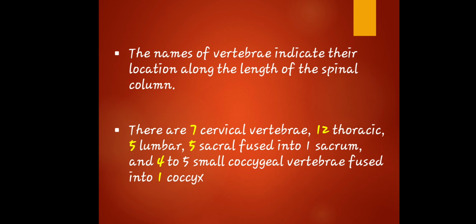The names of vertebrae indicate their location along the length of the spinal column. There are 7 cervical vertebrae, 12 thoracic, 5 lumbar, 5 sacral fused into 1 sacrum, and 4 to 5 small coccygeal vertebrae fused into 1 coccyx. Okay, so I'll discuss it furthermore in the next slide. So always remember how many types of each vertebrae: from cervical, thoracic, to lumbar, to sacral, and of course to coccygeal vertebrae.